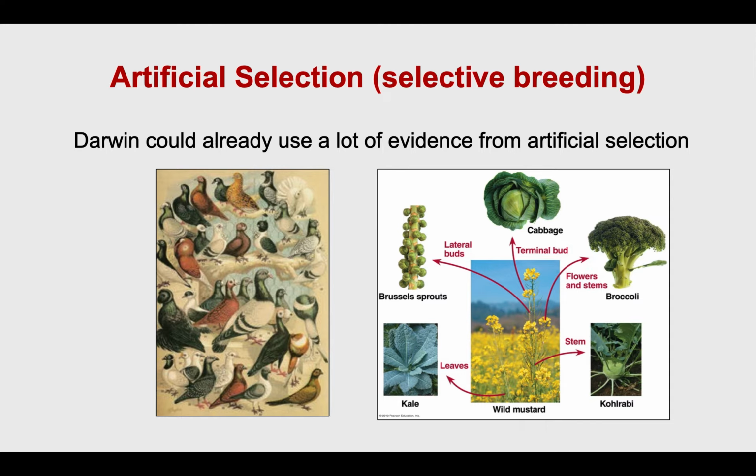So there's a lot of evidence that we can select for variation to get some sort of an outcome. Now, in this case, it was very deliberate. In terms of natural selection, it's not deliberate at all. It just happens.